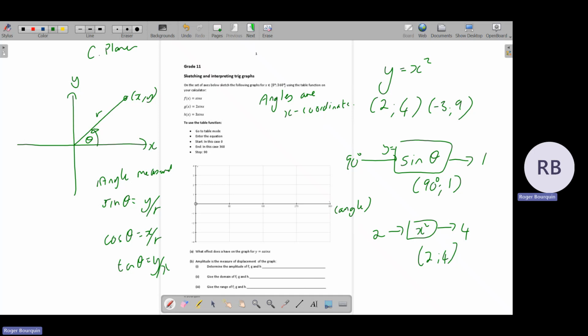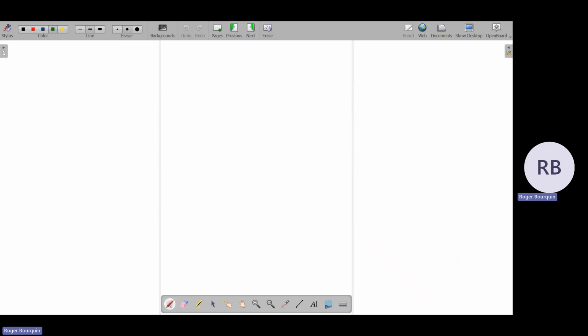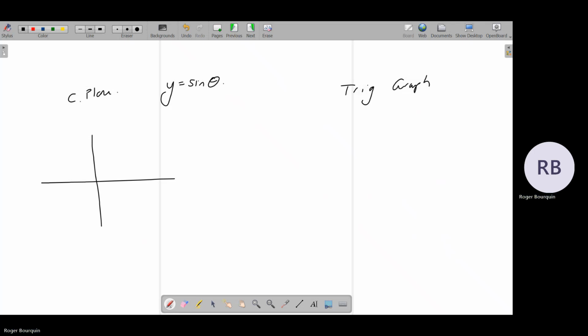Okay, so I'm just going to show you something. I'm just going to scribble. You don't have to write this down if you don't want to, but it's just to show you how the things link up. Just briefly, I don't want to go on more than 5 minutes with this. So let's just say we take the function y is equal to sine theta. If I want to show you what's going on the Cartesian plane, as opposed to a trig graph, and how they compare.